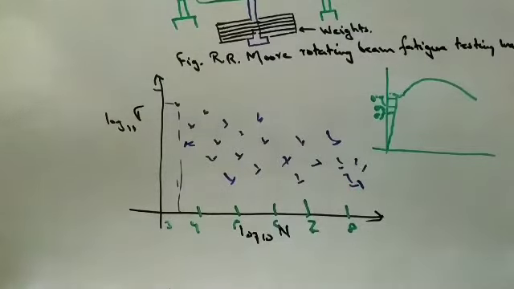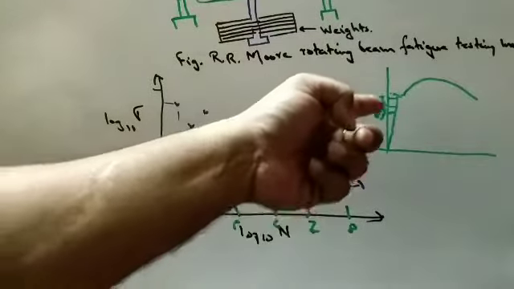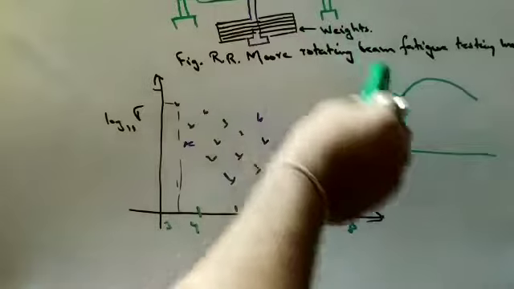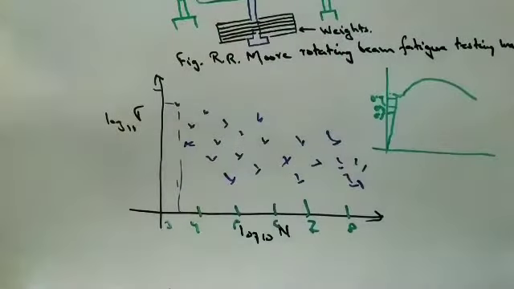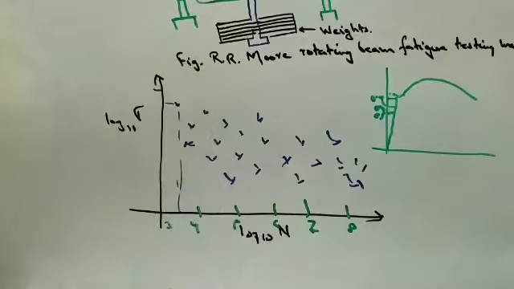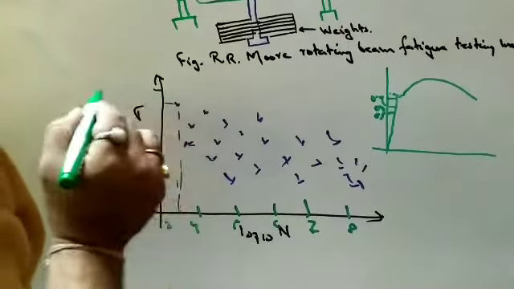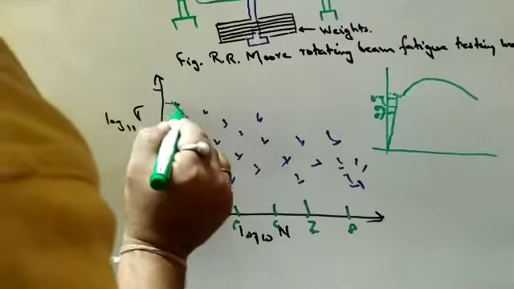You perform the test at different load conditions. You change the load as you go, which means you are crossing the yield stress also. In this way you apply various amounts of load, and you get a plot like this, where the blue points represent the failure points. Now you go for a best fit curve, and you get a curve like this.